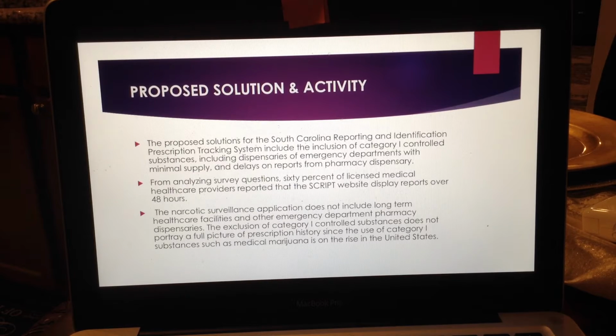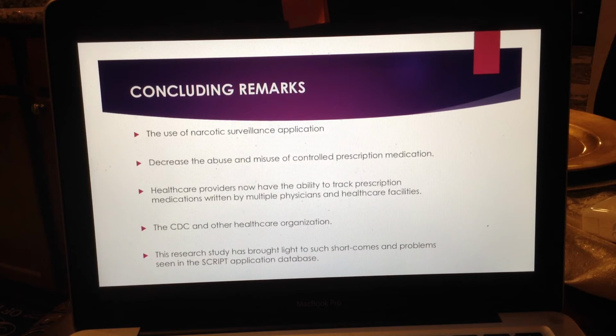From analyzing it, I found that 60% of licensed medical healthcare providers find the reports to be over 48 hours old, which is not promising, and it's not one of the benchmarks, wants, and needs of the application. The narcotic surveillance application does not include the long-term facilities and departments for those dispensaries, and so on, and those things could be fixed with time.